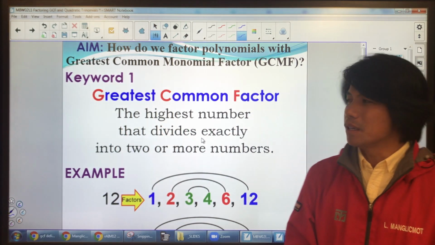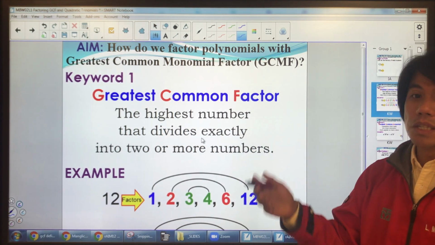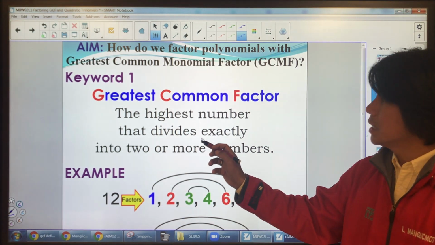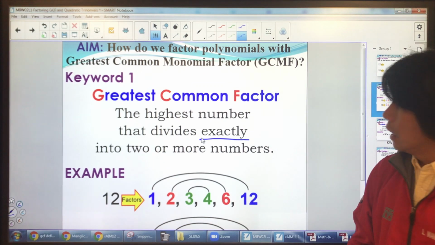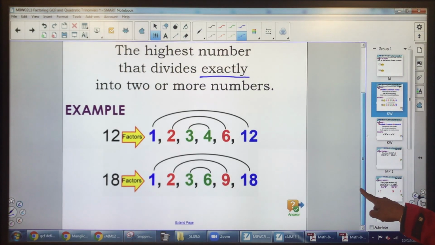Let's go to the keyword. Greatest common factor, or GCF. It's the highest number that divides exactly into 2 or more numbers. Now, here's the example.